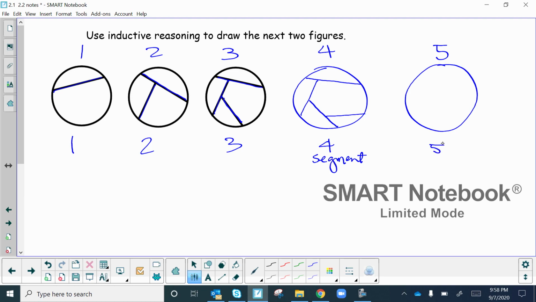So obviously this one's going to have 5 segments. So I'm going to have 1 up here. Then I'm going to connect from there, and connect from there, and connect from there. That's 1, 2, 3, 4. And then of course I want one of the endpoints to be on the last segment, and there we go.